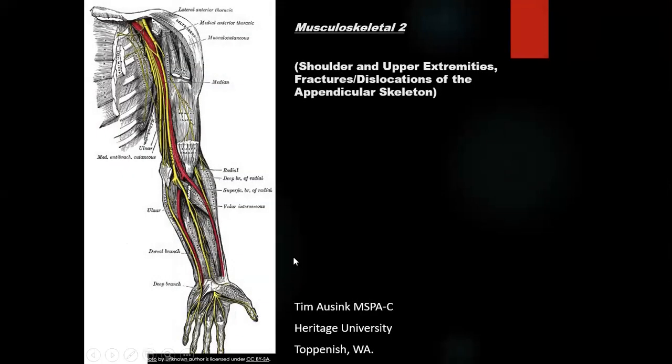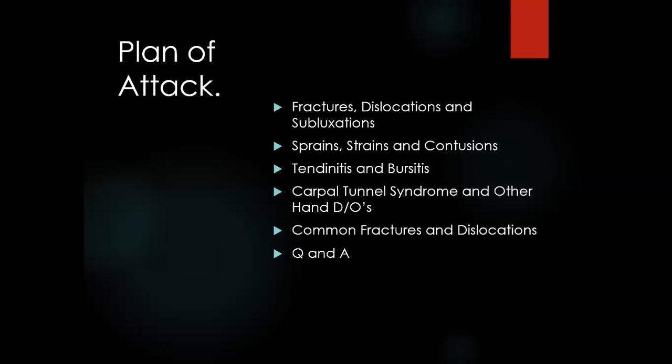All right, so the shoulder, upper extremity, fractures, dislocations, and the appendicular skeleton. So that's a pretty broad view here. Mostly we'd like to cover the upper extremity, but like I said, there's some smattering of some lower extremity stuff. All right, so our plan of attack here is to go over fractures, dislocations, subluxations, and then also define those.